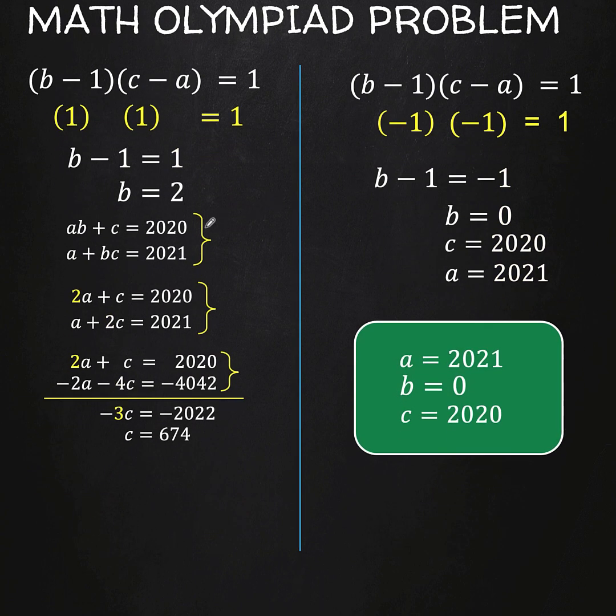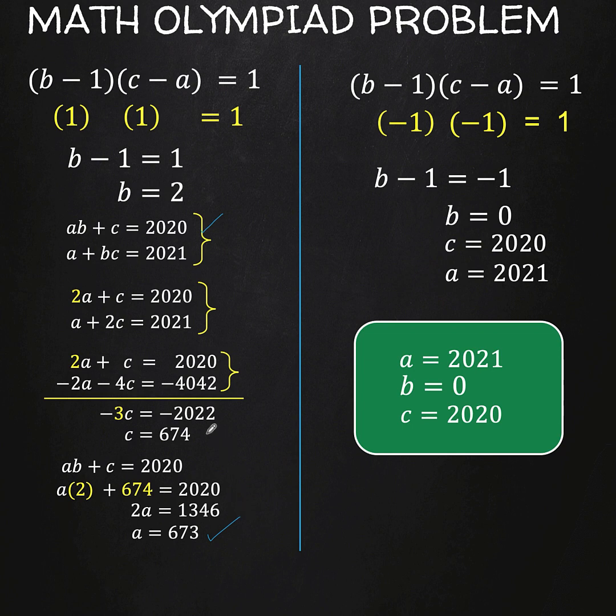Take again our first equation here: ab plus c equals 2020. We know the value of b and c, so substitute the value for b and for c. We now have 2a plus 674 equals 2020. Then subtract 674 from both sides and divide by 2. We found that the value of a is 673.